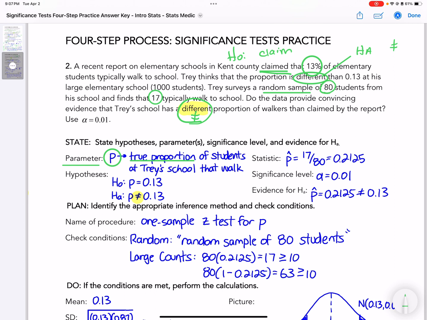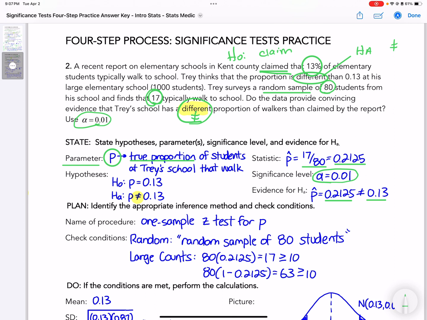The statistic is given to me as the 17, which I have over here, out of 80. And you can solve that if you want to with a decimal, or you can keep it as a fraction, whichever is more convenient. The significance level is also 0.01 again, just because that's what it gives me. The evidence we do have for Ha is that my p hat is 0.2125, and that is not the same as 0.13, so that's some evidence.